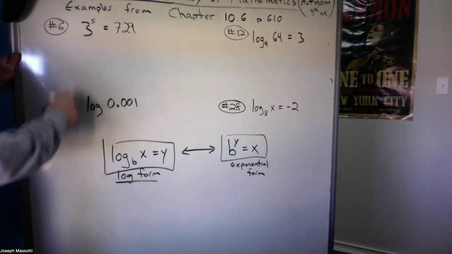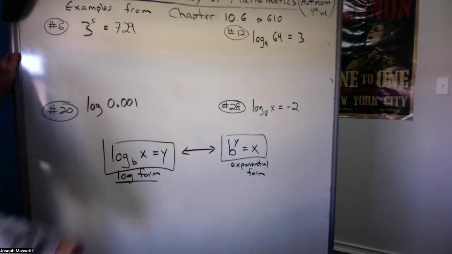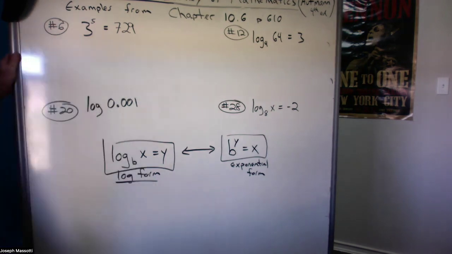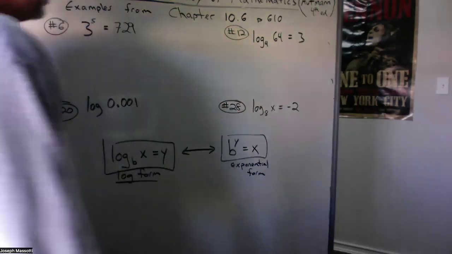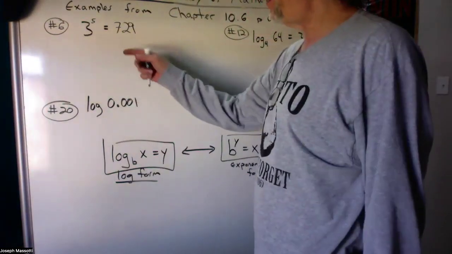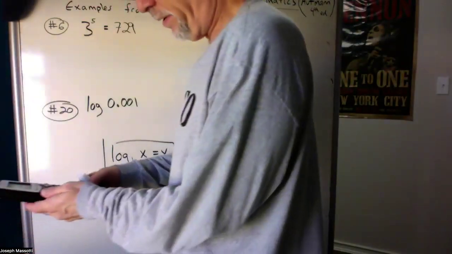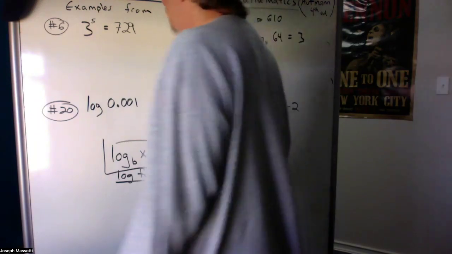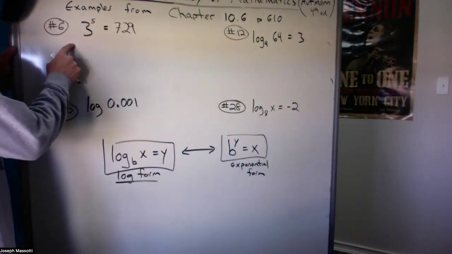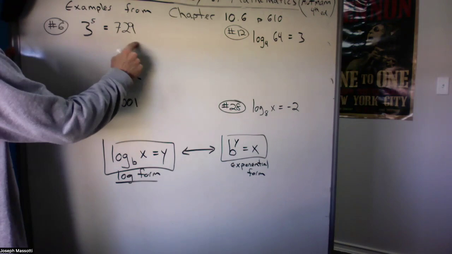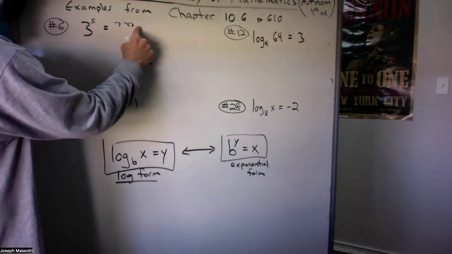So first things first, in your book, on number 6, you have this given, and you're asked to change it to log form. Well, first of all, this is not true. This is a misprint in your book. 3 to the 5th does not equal 729. 3 to the 5th equals, I believe, 243. So notice that number 6 on page 610 is a misprint.